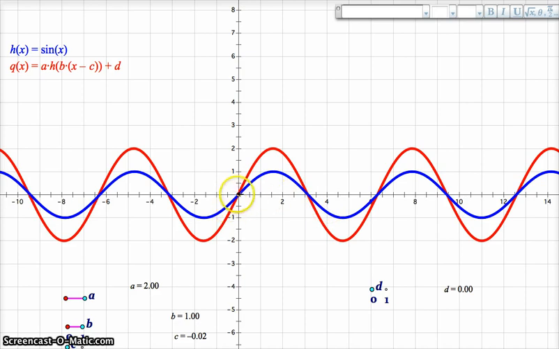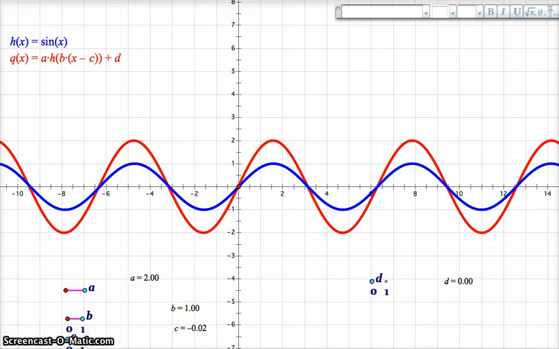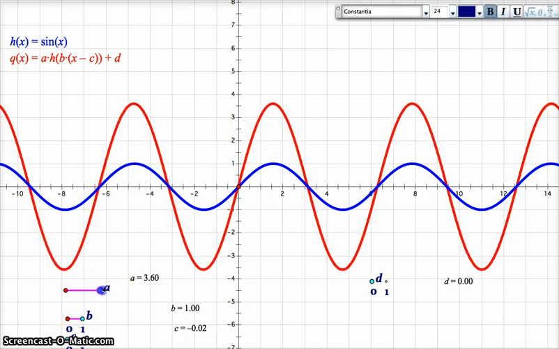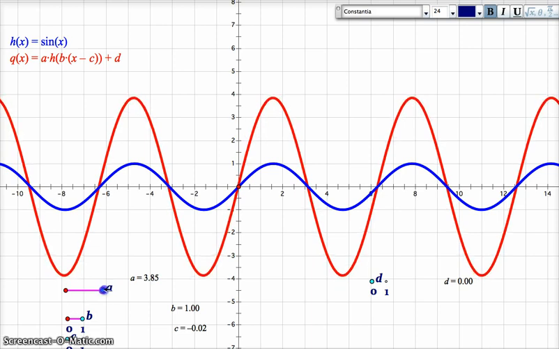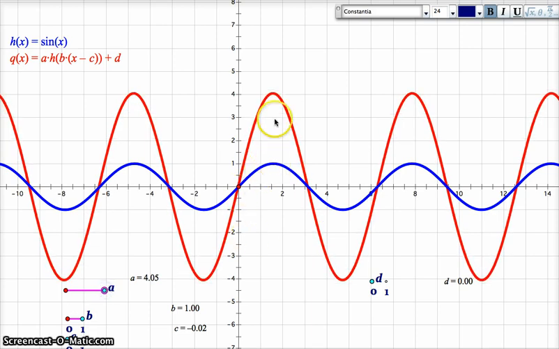It took from 0 to a little more than 3 for our graph to go up and to go down. Our graph had a maximum point of 1, and now it has a maximum point of 2. If I continue to manipulate point A, and I make it 4, now our graph has a maximum of 4. Before, our original graph had a maximum of 1, now it has a maximum of 4.